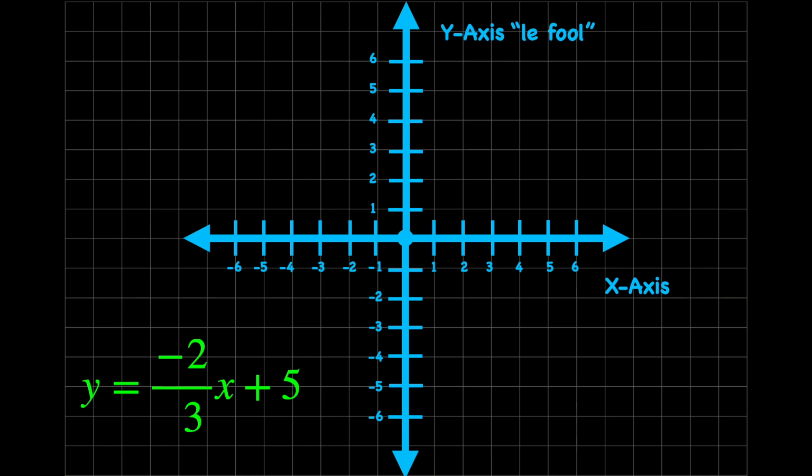Let's try one more. Let's take a look at this equation. I bet you've already figured out that the y-intercept is 5 and the slope is negative 2/3. So we'll plot 5 on the y-axis, and this time we're going to move right 3 and down 2 to get our next dot and draw a straight line through it. Guys, it's literally that easy.